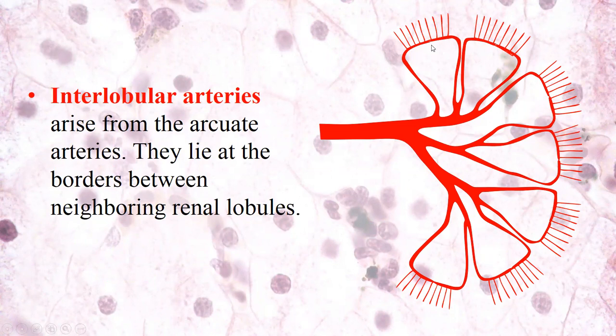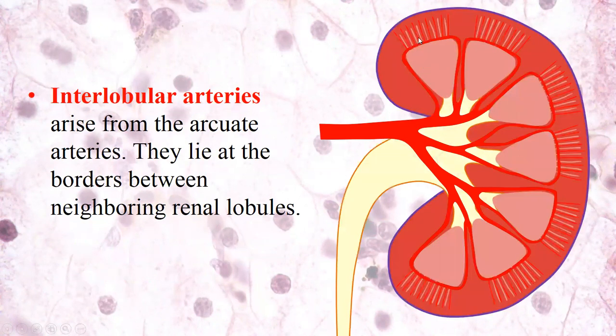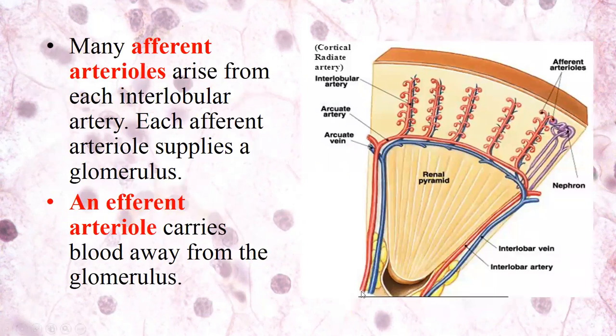Interlobular arteries arise from the arcuate arteries, and they lie at the borders between neighboring renal lobules. Here we can see a medullary ray inside each renal lobule, because in the center of the renal lobule we have a collecting duct, and all the region which corresponds to this collecting duct is a renal lobule, and between the lobules we have interlobular arteries. And here we can see the interlobar artery, the arcuate artery, and interlobular arteries which have radial direction, and their branches are efferent arterioles which are going to the nephrons.